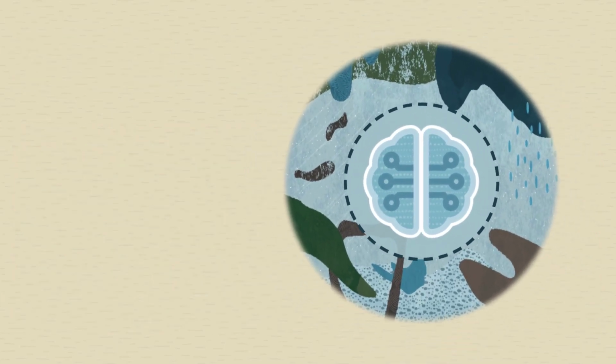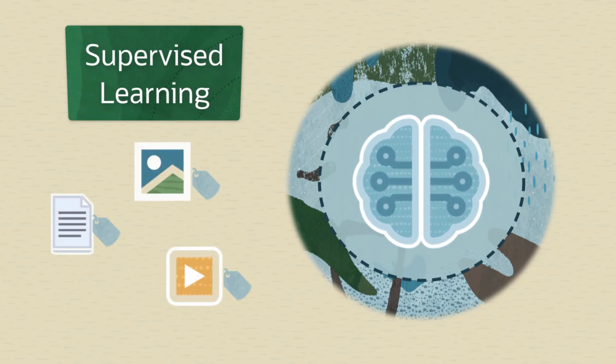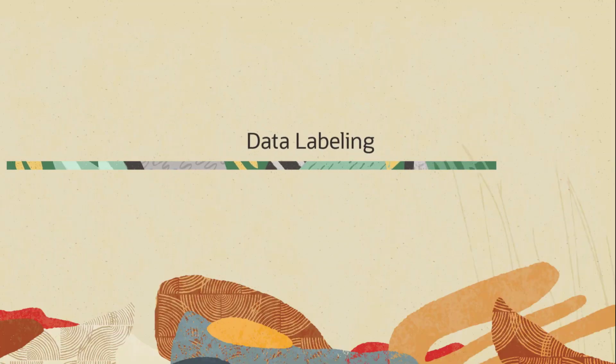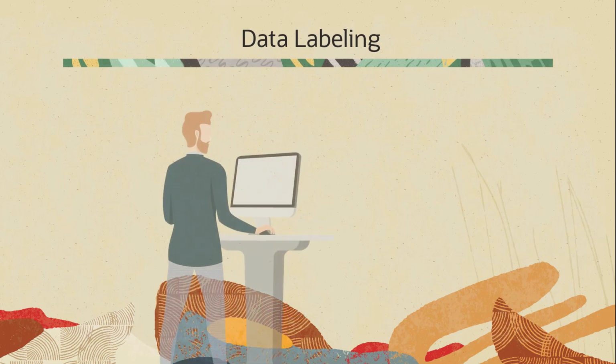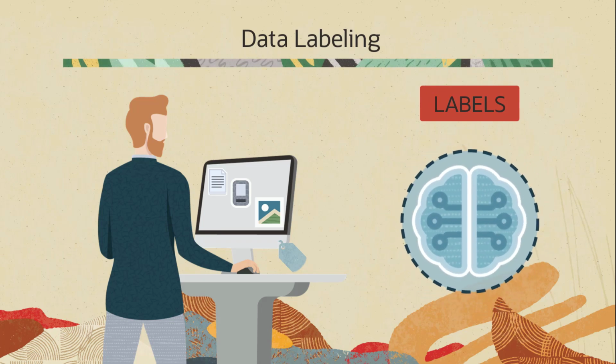When creating machine learning models, techniques such as supervised learning require data to be labeled for model training. Oracle Cloud Infrastructure Data Labeling helps you label your documents, text, and images with properties or labels needed to use your data with machine learning and AI.